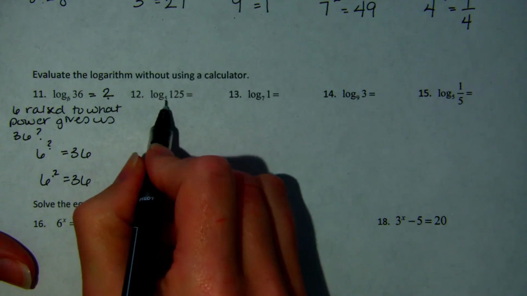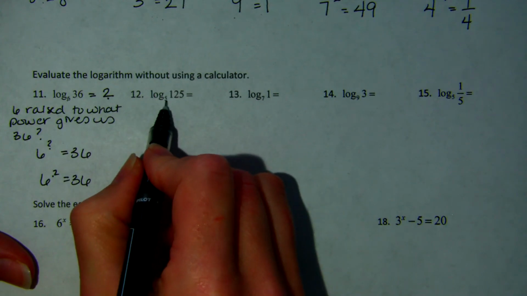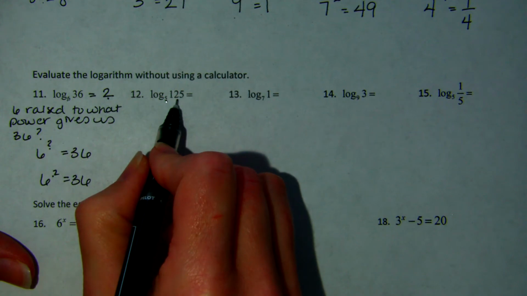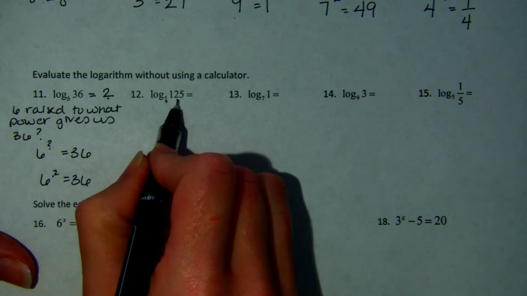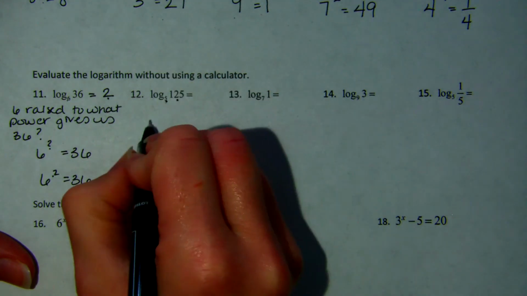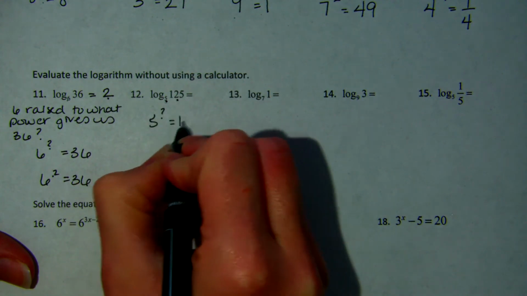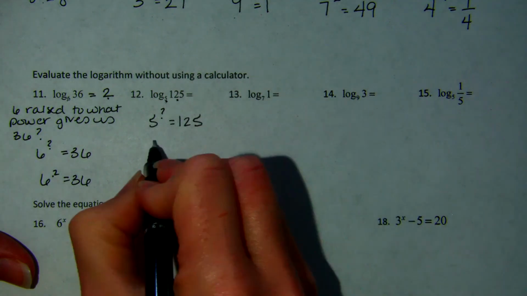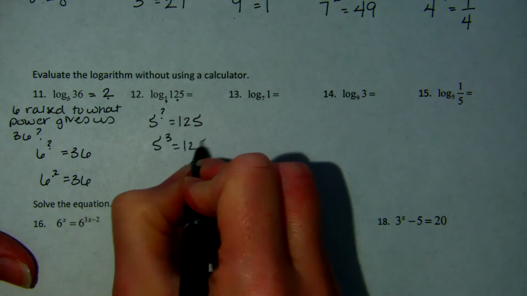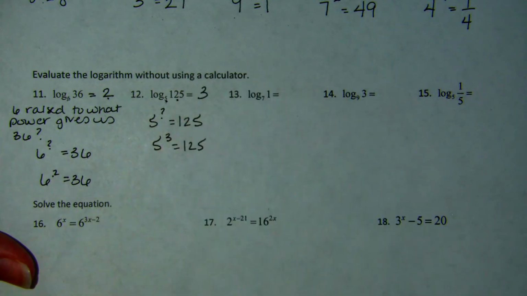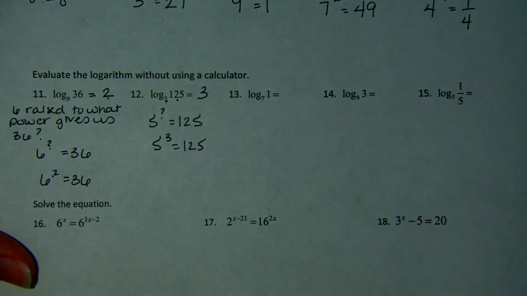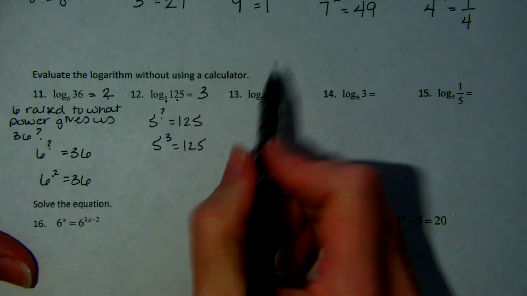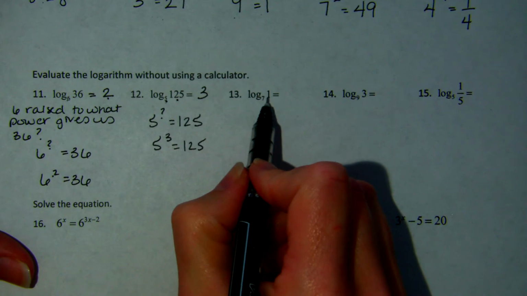This one right here, we're asking 5 raised to what power gives us 125? 5 raised to what power gives us 125, right? 5 to what power is 125? And the answer to that is 3. This is 5 cubed is 125. So your solution for this is 3. All right. For this one, 7 raised to what power is 1?